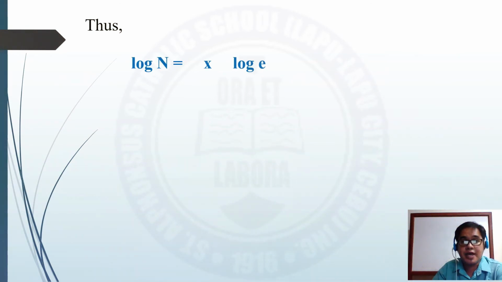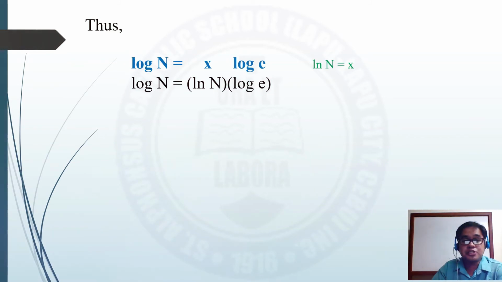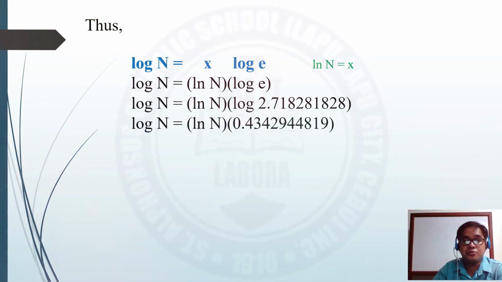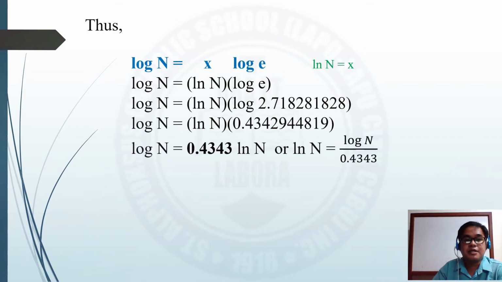So we are going to substitute x here with the ln of n, since this is the definition of our natural logarithm. So our equation will become the logarithm of n is equal to the natural logarithm of n times the logarithm of e. Now, e here has the value of 2.718281828. So our equation will become the logarithm of n is equal to the ln of n times 0.43429444819, and our equation will become the logarithm of n is equal to 0.4343 times ln of n, or ln of n is equal to the logarithm of n over 0.4343.